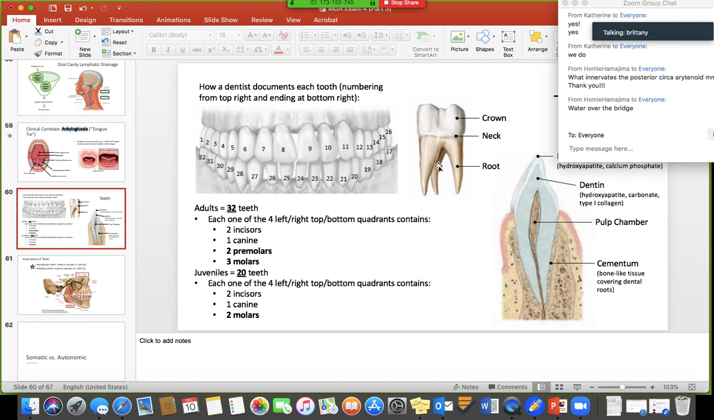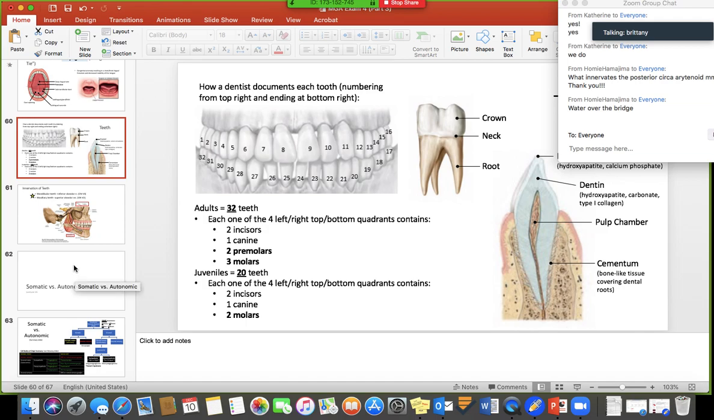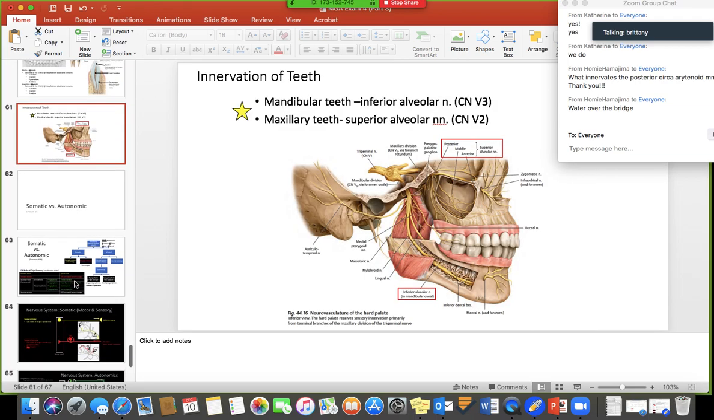However, Dr. Campbell, I think it's her pathology slides, she has a bunch of red text going over the layers of the tooth. Know that. Dr. Campbell, red text, if she draws an X on her slide or a star, those are all things that you want to know. And then her practice questions. Pay very close attention to her practice questions.